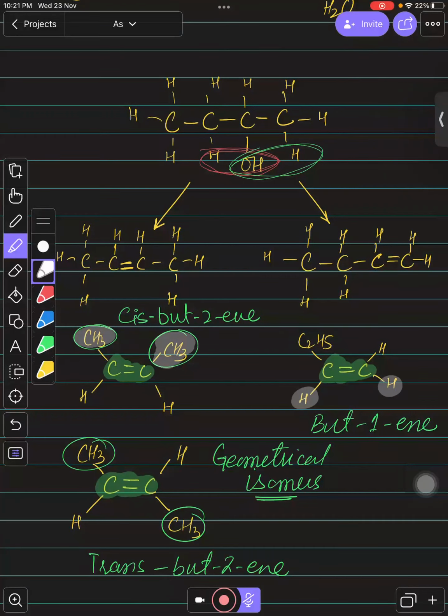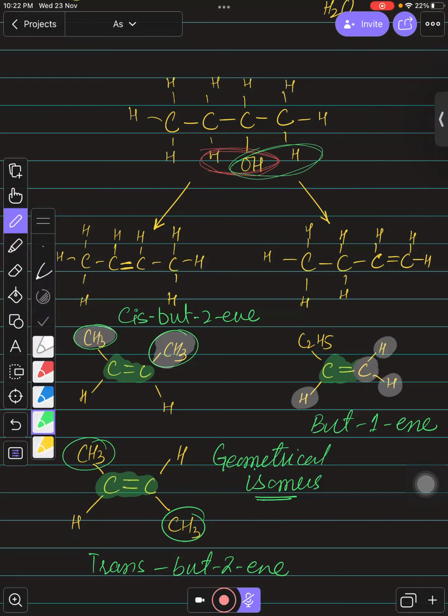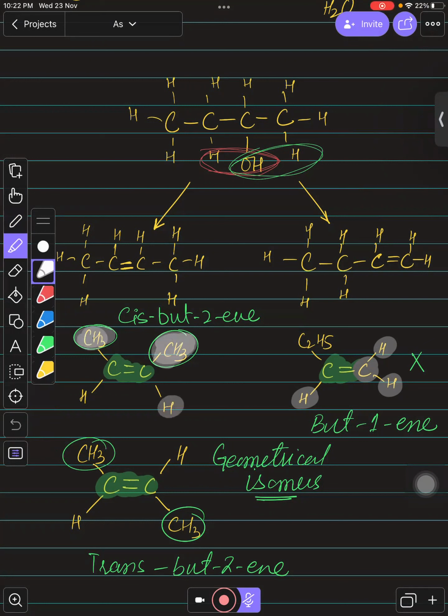But the third statement you need to keep in mind, if you talk about carbon-carbon double bonds, is that if you just talk about one carbon of the carbon-carbon double bond, it should not have two similar species, right? Just look over here, this carbon has two similar species, so when two similar species come, it cannot show geometrical isomers. But if you talk about this one, it has CH3 and H, and over here CH3 and H.